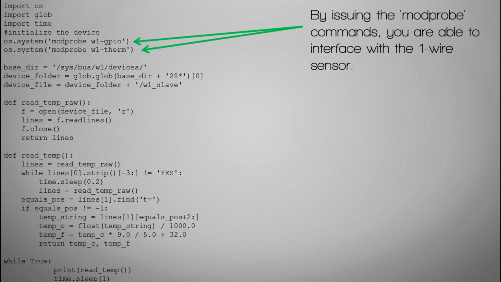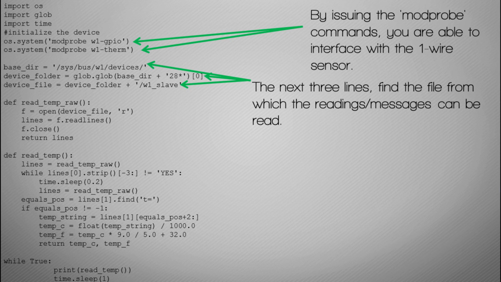The first two lines of the code call to the operating system and run the commands modprobe w1-gpio and modprobe w1-therm, which is the thermometer or the temperature sensor. By issuing these commands, you are able to interface with the one wire sensor. Without that, you can't take a reading from the sensor.